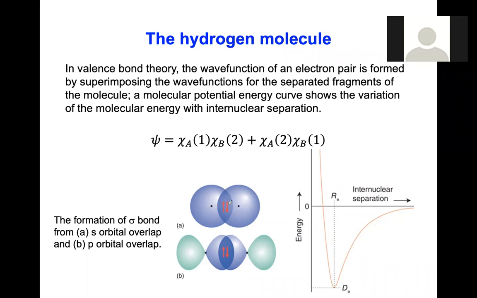In this case, when you have the overlap of two s orbitals, we call it a sigma bond, because that's head-to-head overlap. You can imagine you can also have head-to-head overlap with p orbitals. We will see examples later. Head-to-head overlap with p orbitals is also a sigma bond.